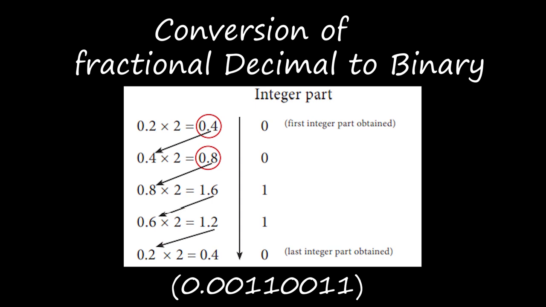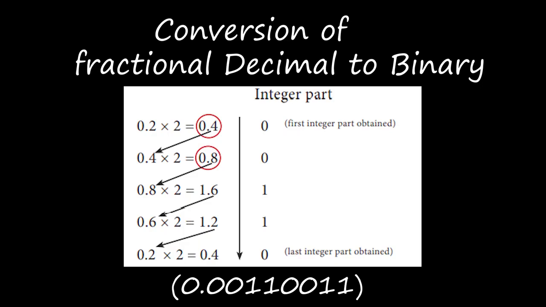Now we have to write the integer parts from top to bottom to obtain the binary value. So 0.2 means the value is 0.00110011. So this is the way to convert a fractional decimal to binary.